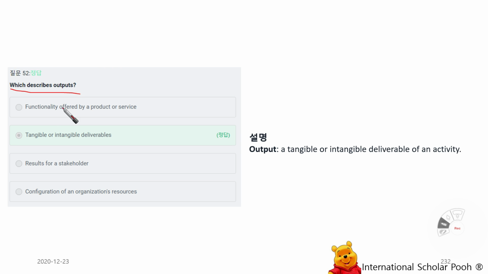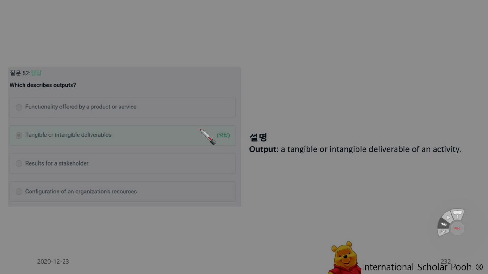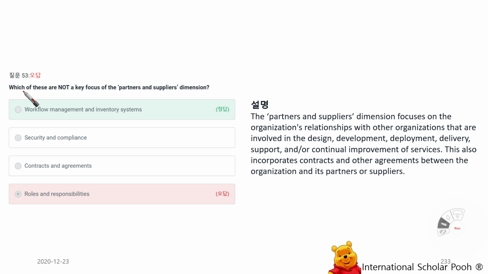Which describes outputs? Tangible or intangible deliverables of an activity. Which of these is not a key focus of the partners and suppliers dimension? Workflow management and inventory systems. The partners and suppliers dimension focuses on the organization's relationships with the organizations that are involved in the design, development, deployment, delivery, support, and continual improvement of services. This also incorporates contracts and other agreements between the organization and its partners and suppliers.